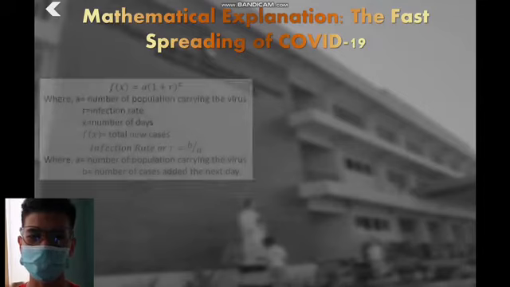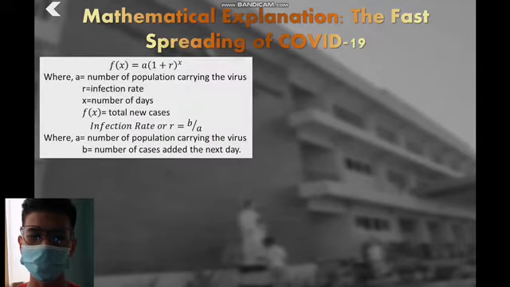The mathematical explanation regarding the fast spreading of COVID-19. In finding the total number of new cases, we will use the formula f of x equals a times 1 plus r to the power of x, where a is the number of population carrying the virus, r is the infection rate, x is the number of days, and f of x is the total of the new cases.